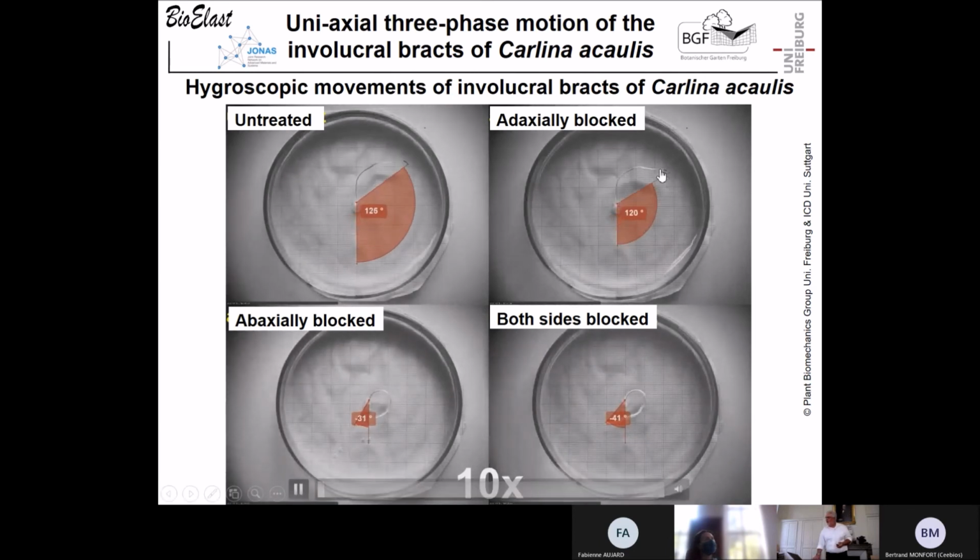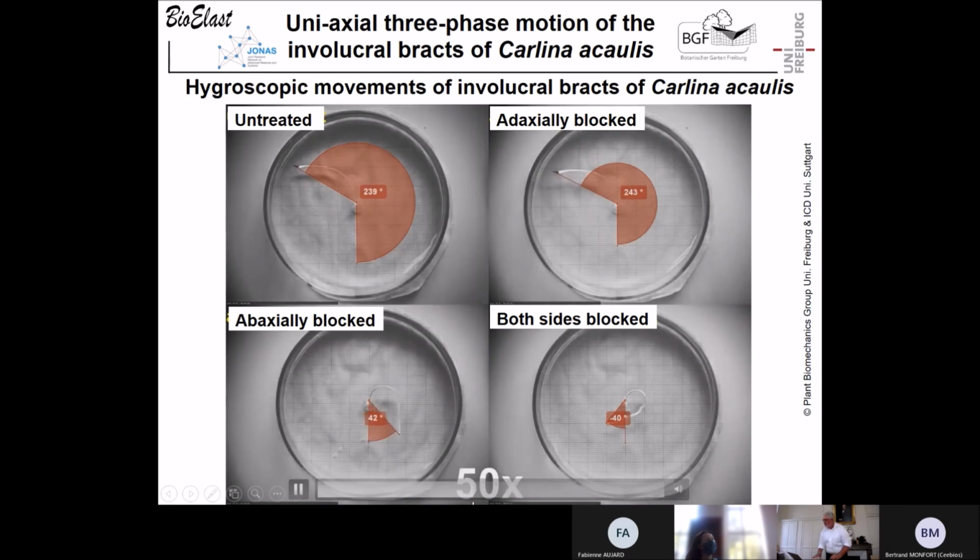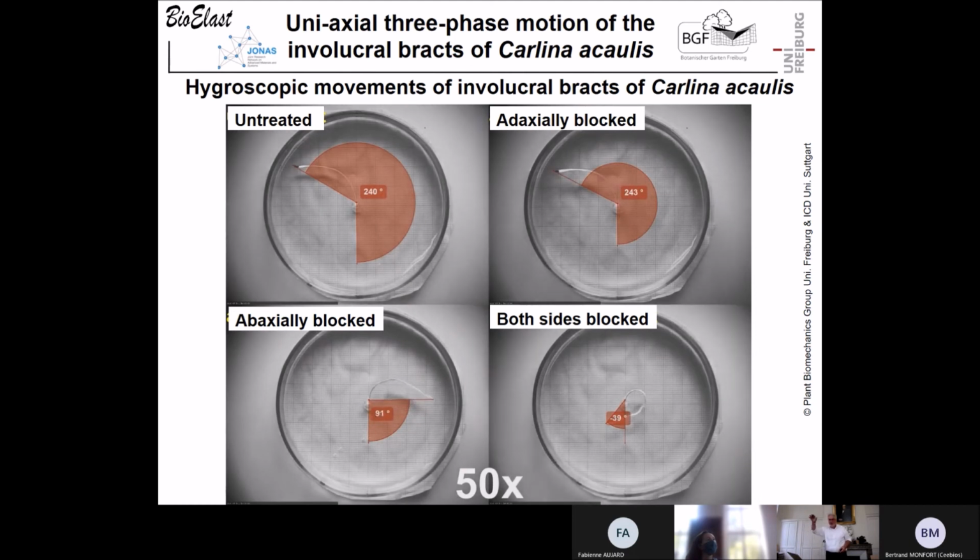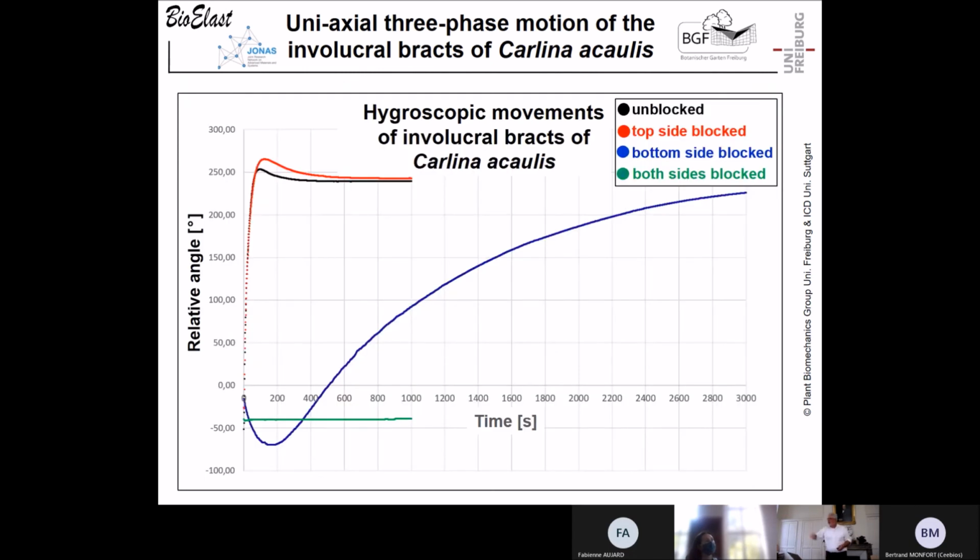We tested it. Here is an untreated one, and here we block the adaxial side, which is already blocked in nature, so nothing changes. And here we block the abaxial side, and both sides. You see nothing happened, but now I have to go to 50 times. With a much longer time delay, if you block the lower side where normal water has access, it even starts. So it's not totally blocked, it's delayed. And this is interesting, and this we use here against the curves.